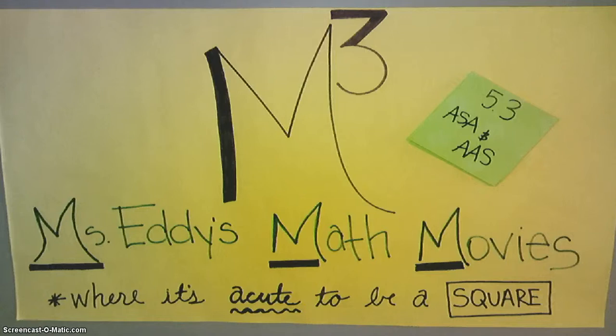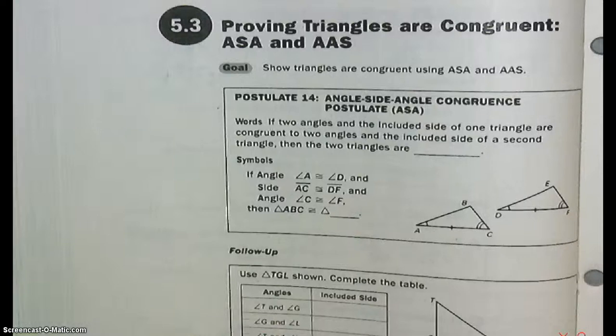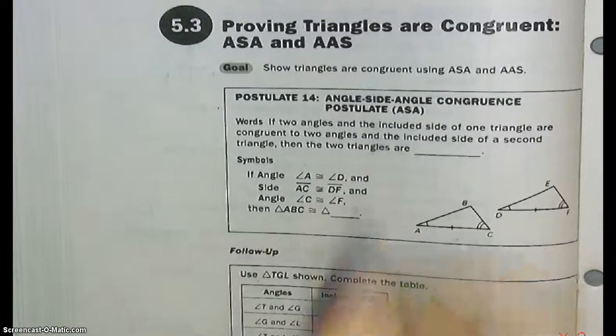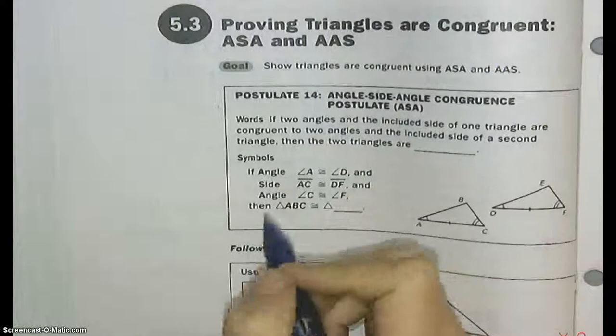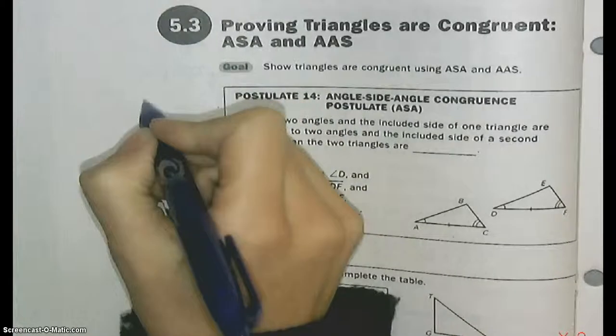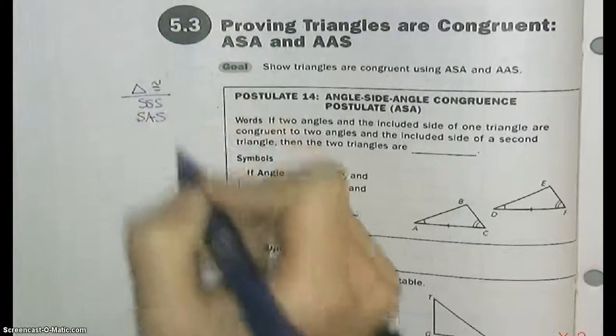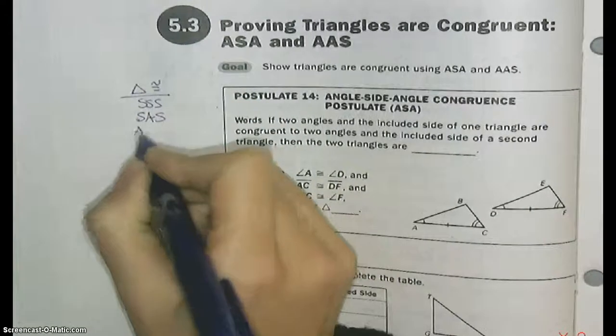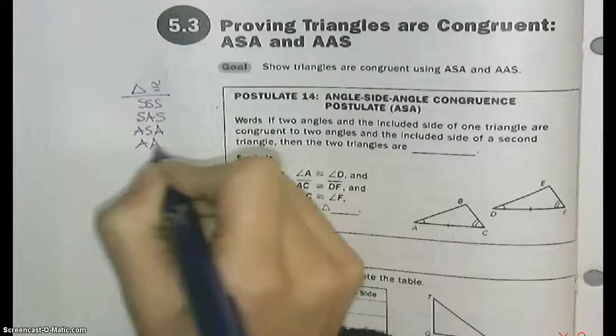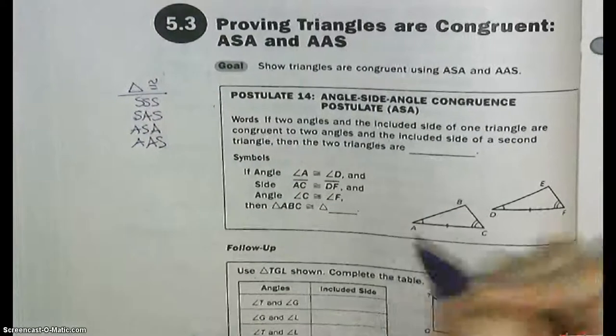Today's lesson is section 5.3, angle, side, angle, and angle, angle, side. By the end of the lesson, you will be able to determine if triangles are congruent using angle, side, angle, and angle, angle, side. So we've already learned how to prove that two triangles are congruent using side, angle, side, and side, side, side. Previously we've learned these. This is how you prove triangles are congruent. And today we're learning angle, side, angle, and angle, angle, side. Let's take a look at what these look like.